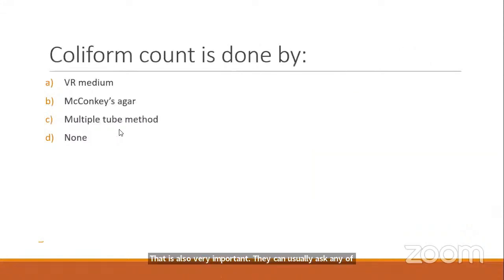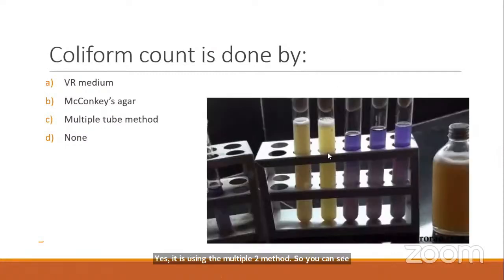Okay, then coliform count is done by which method? Yes, it is using the multiple tube method. We use multiple strengths of double strength MacConkey broth in order to identify the coliform count. So the presumptive coliform count is diagnosed using this multiple tube method, and the differential count is made through the Eijkman test. Okay, so this was my last PowerPoint question.